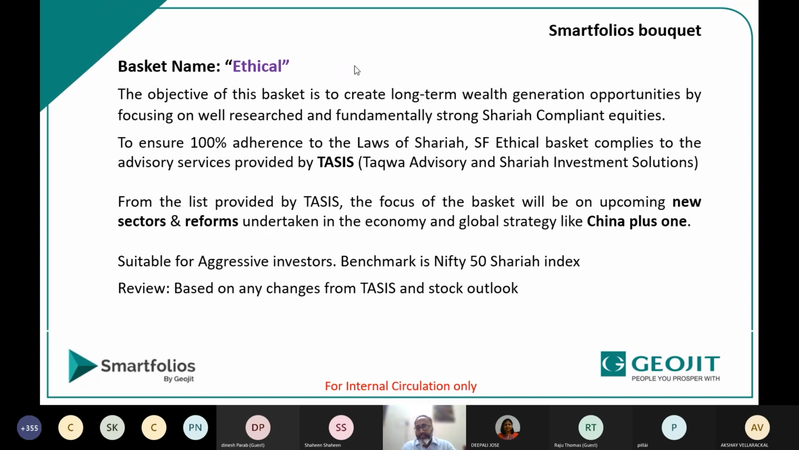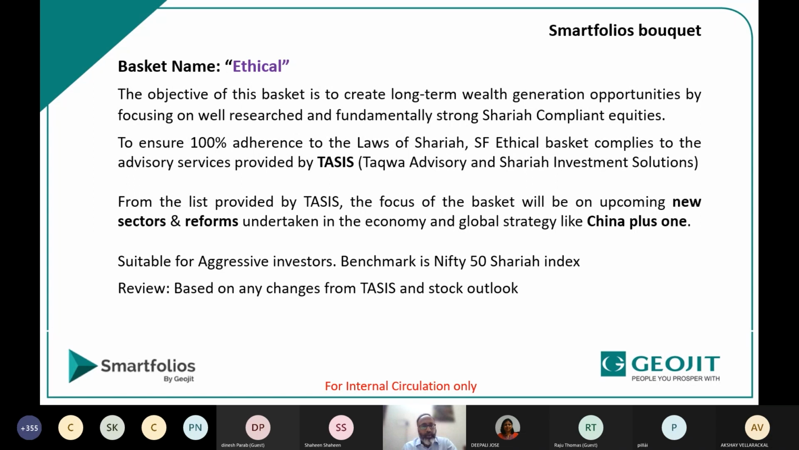The next one is the recently launched Ethical. It has been around 3 weeks since we launched this basket. Ethical is a basket which focuses on long-term wealth creation, and the stocks that form part of this basket are also Sharia compliant equities. Now, Sharia compliance, we ensure it by following a list provided by TASIS, that is the Taqwa Advisory and Sharia Investment Solution. TASIS provides us the list of 100% Sharia compliant stocks, and our research team shortlists companies from this list that is provided by TASIS.